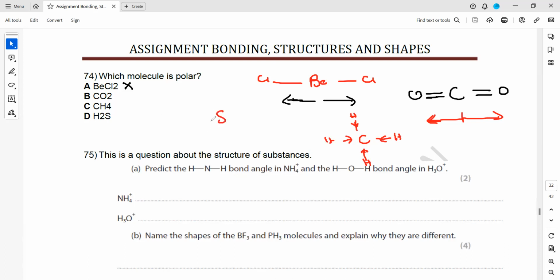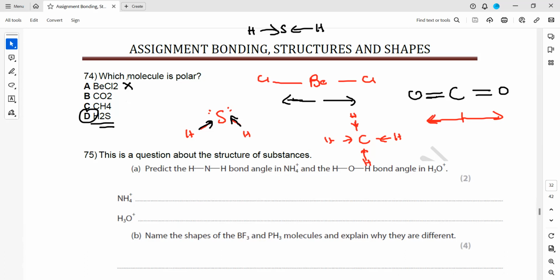But in case of hydrogen sulfide, there are two bond pairs and there are two lone pairs. As a result, it will have a bend or a V shape. And because these two hydrogens are not opposite each other, it does not cancel out because it's not a linear structure. If it was a linear structure, then they would completely cancel out the effect of each other and the molecule would appear as non-polar. Polar molecules are affected by the external electric field, but non-polar molecules are not. That's why D is the right answer.